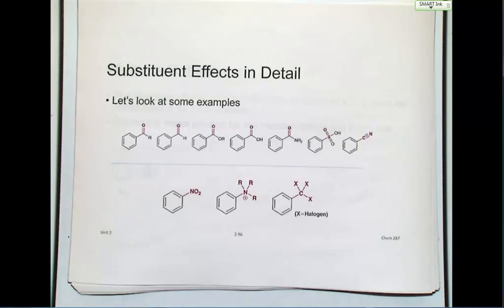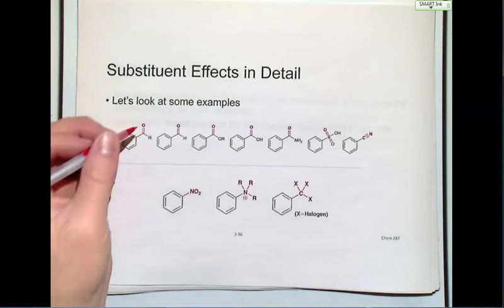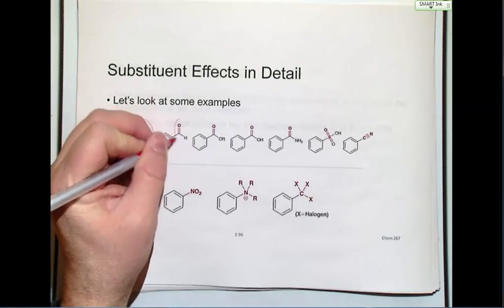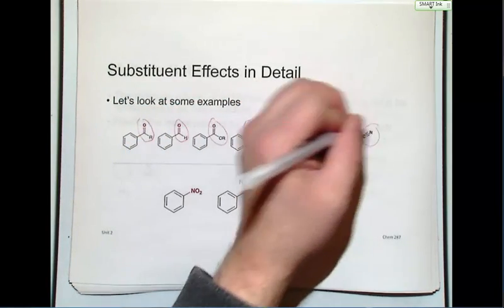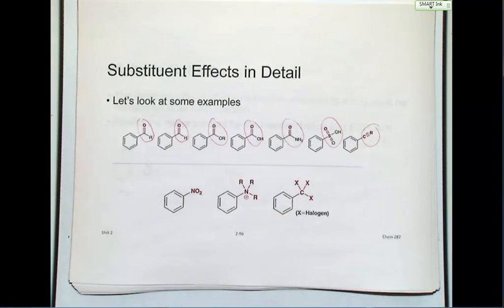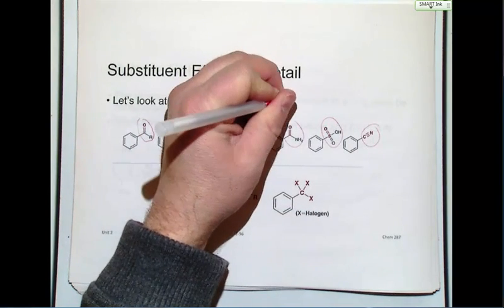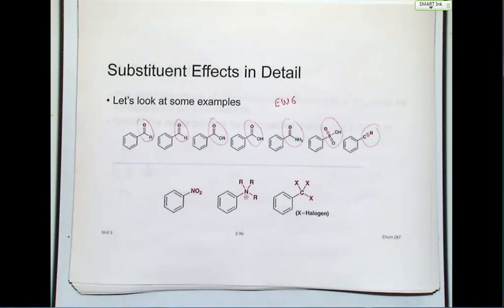Now let's look at some other examples. What are we in now? Are these activators or deactivators? Yeah, these are all electron withdrawing groups. So these are deactivators because of resonance.